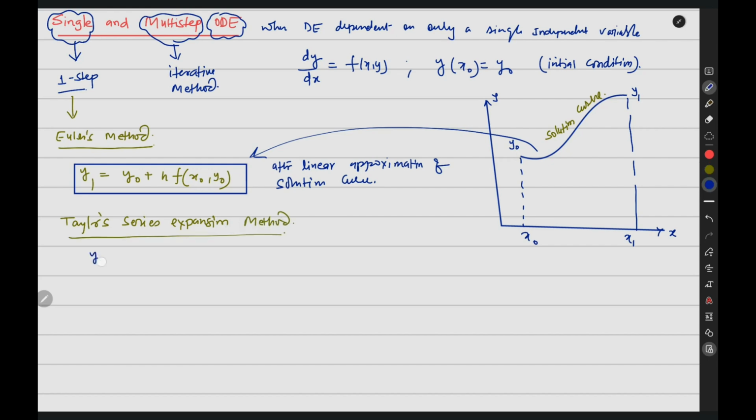In this method, y1 is written as y1 equals y naught plus h into y naught dash plus h square into y naught double dash by 2 factorial plus h cube y naught triple dash by 3 factorial, and it goes on. As we take the higher terms, the error in the approximation will be less. So the next method is the RK2 method.